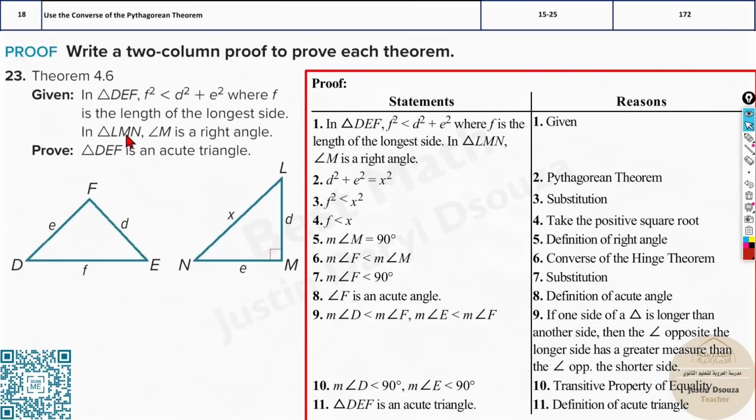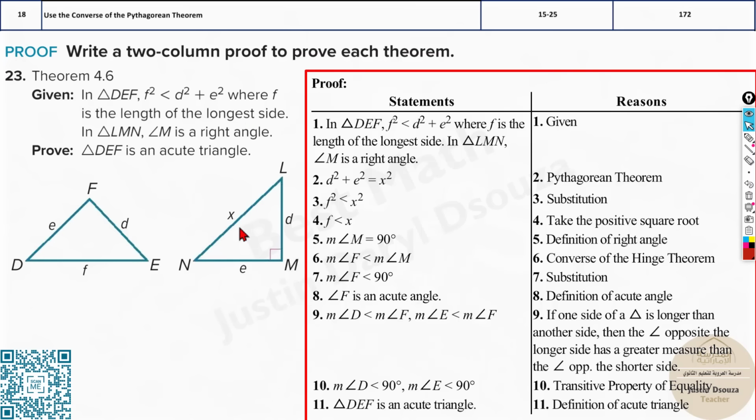In triangle LMN, can you see over here, LMN? M is the right angle. And you can see the sides are the same, DE, DE. We need to prove DEF is an acute triangle. Okay, let's see. You can see over here, since this whole side squared is less than these two, it is acute, but we need to prove it now with statements.